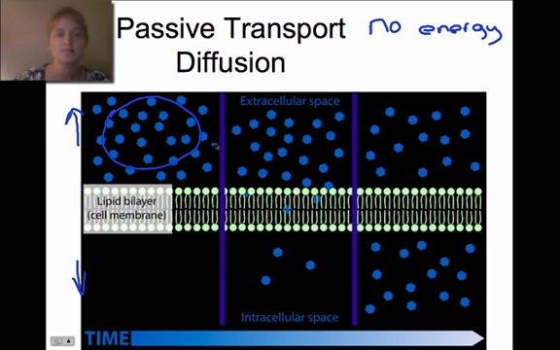Now what happens is those solutes will move from the area of high concentration to the area of low concentration. They keep moving until an equilibrium is reached. When one side is equal to the other side, they don't necessarily stop moving, but there will be just some small movements back and forth, and it remains at equilibrium.